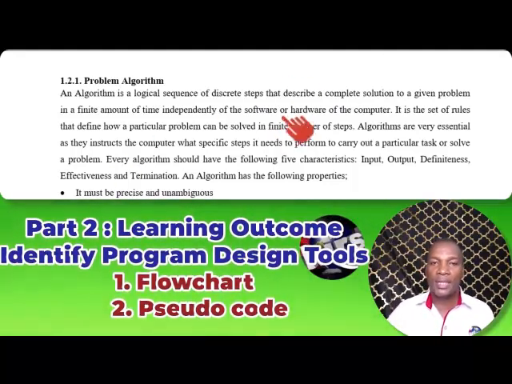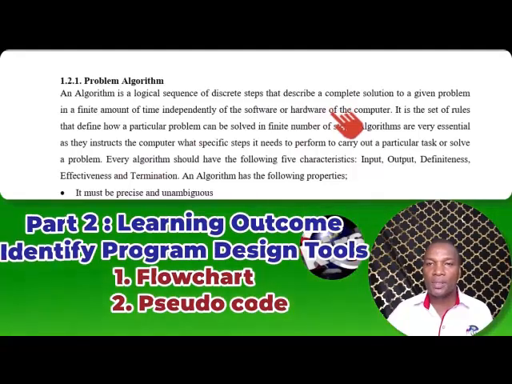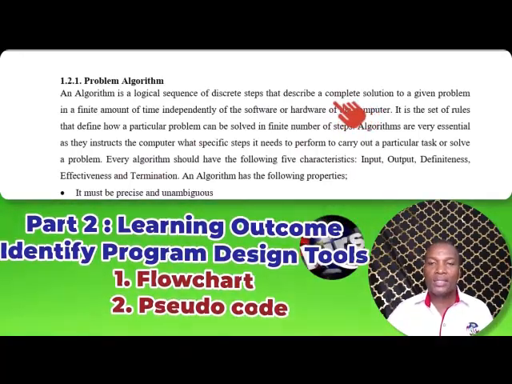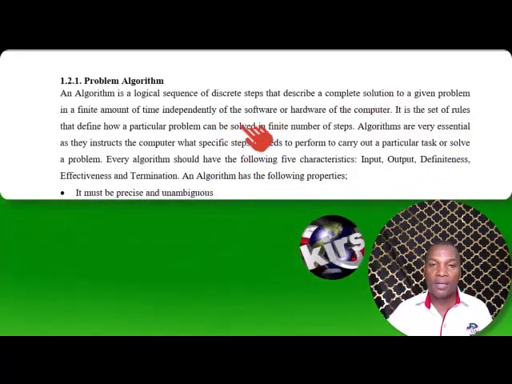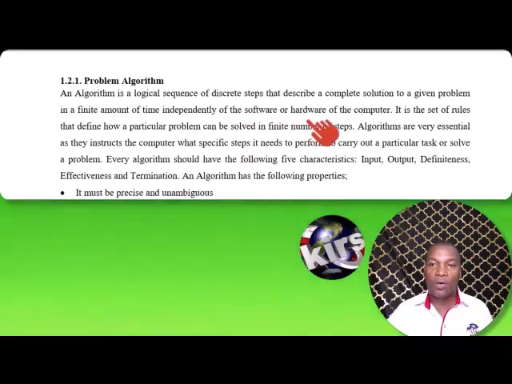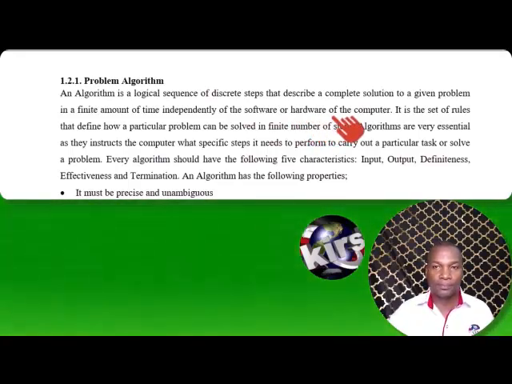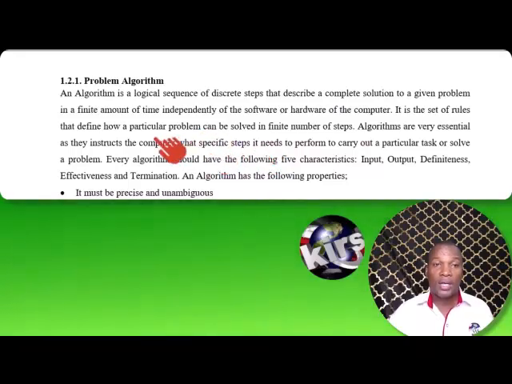An algorithm is a logical sequence of discrete steps that describe a complete solution to a given problem in a finite amount of time, independently of the software or hardware of the computer. It is a set of rules that define how a particular problem can be solved in a finite number of ways. Algorithms are very essential as they instruct the computer what specific steps it needs to perform to carry out a particular task or solve a problem.